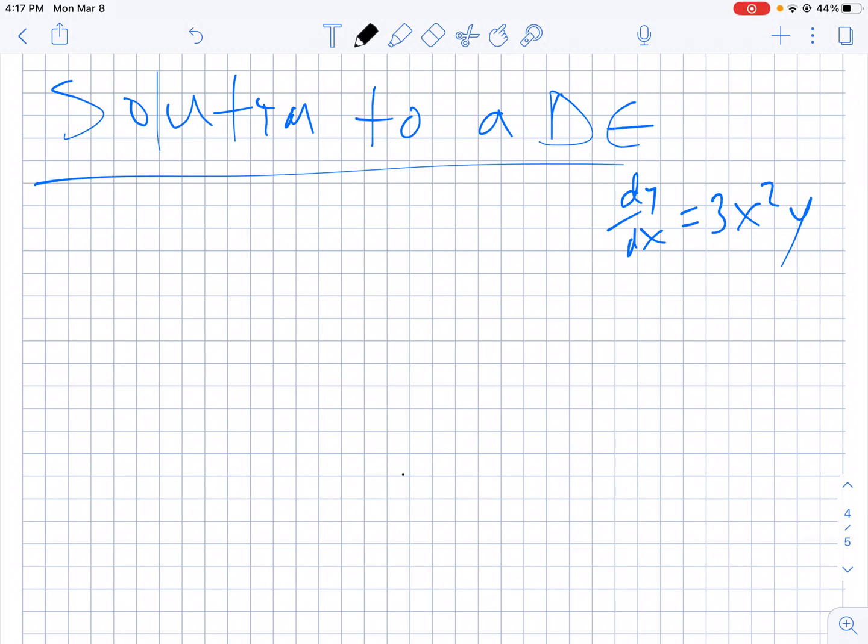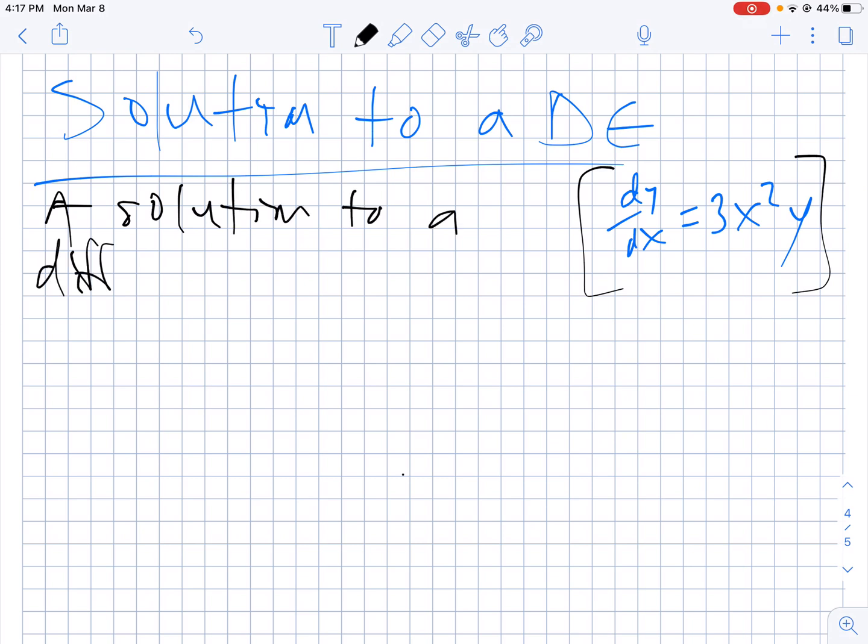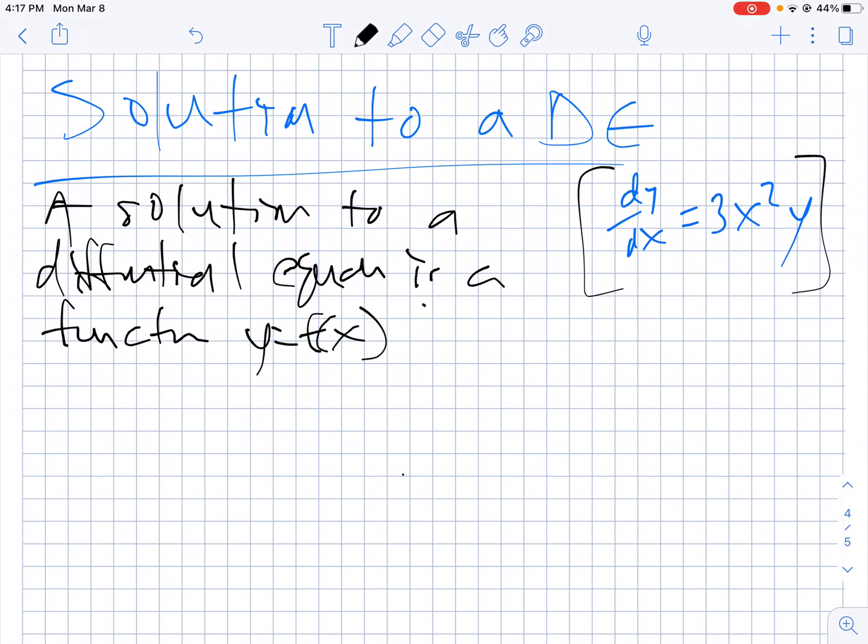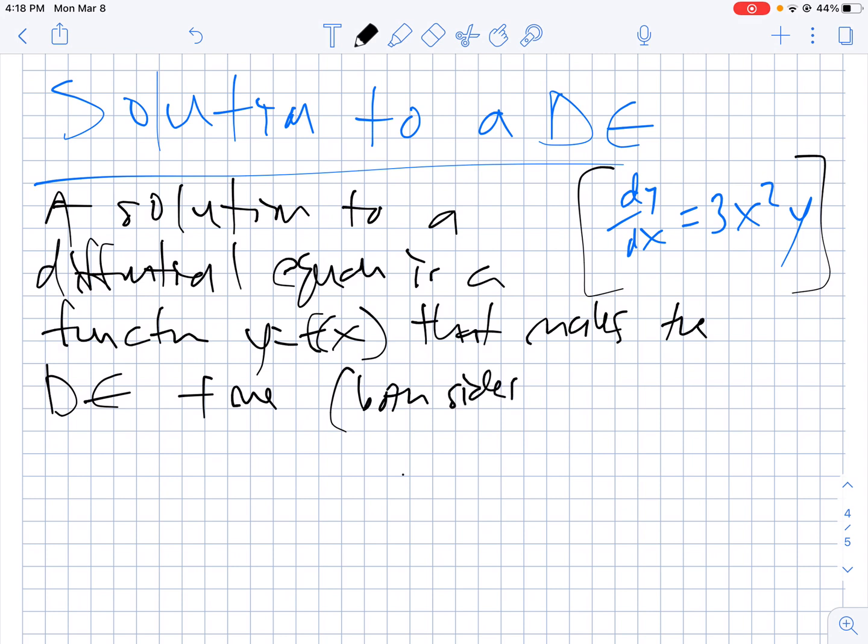So in this video we're going to talk about what a solution to a differential equation is and then how to find it. So say you have a differential equation that looks like this. I'm going to give you this phrase: a solution to a differential equation, which we often just call DE, is a function y equals f of x that makes the DE true. When we mean makes the DE true, it means that both sides are equal when you plug in for y.